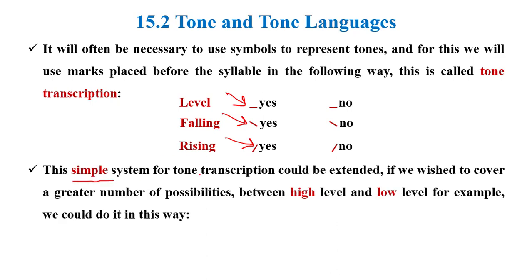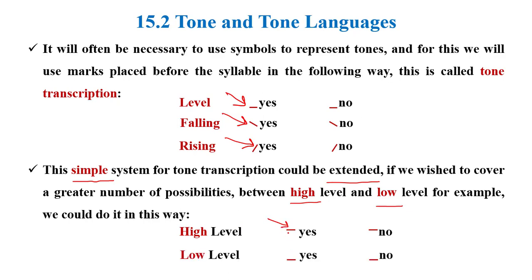Now this simple system for tone transcription could be extended. If we wish to cover a greater number of possibilities between high level and low level, for example, we could do it in this way. So the following symbol here refers to a high level tone, and this one refers to a low level tone.